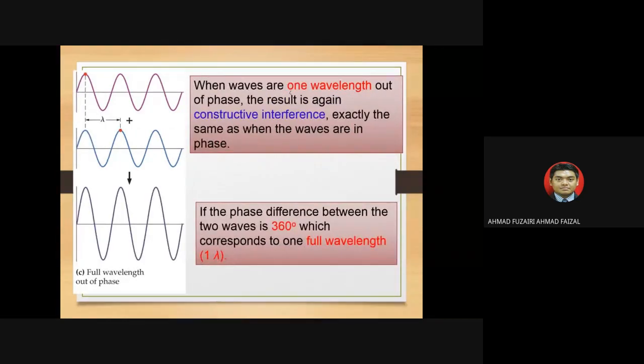When waves are one wavelength out of phase, the result is again constructive interference, exactly the same as when the waves are in phase. If the phase difference between the two waves is 360 degrees, which corresponds to one full wavelength, 1 lambda.